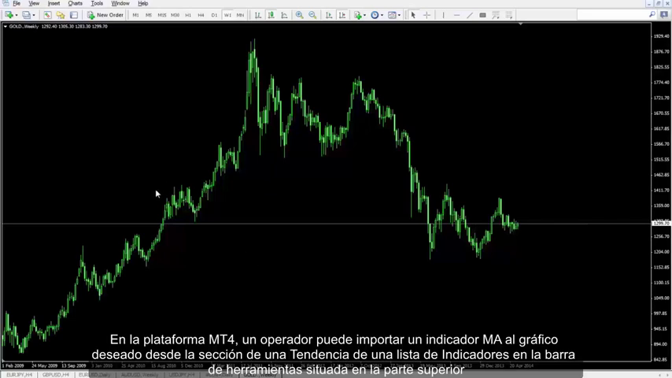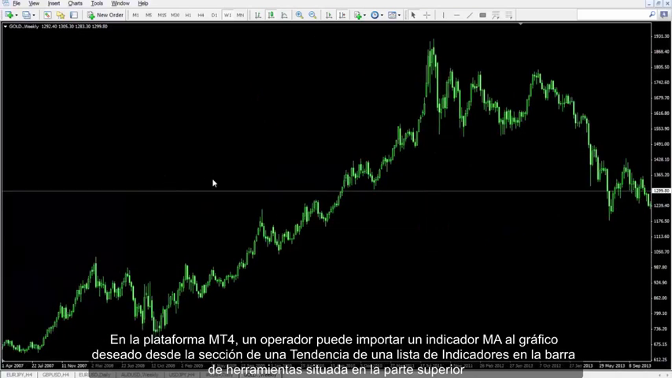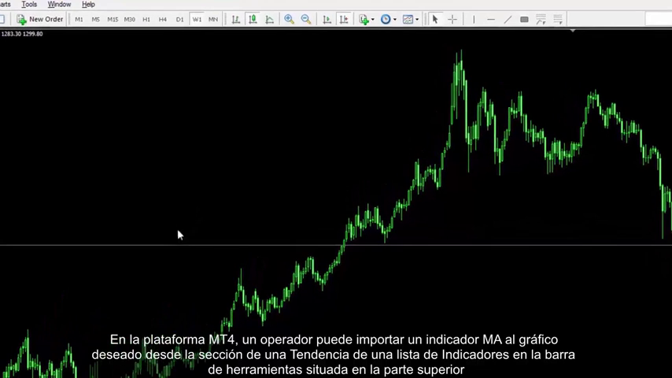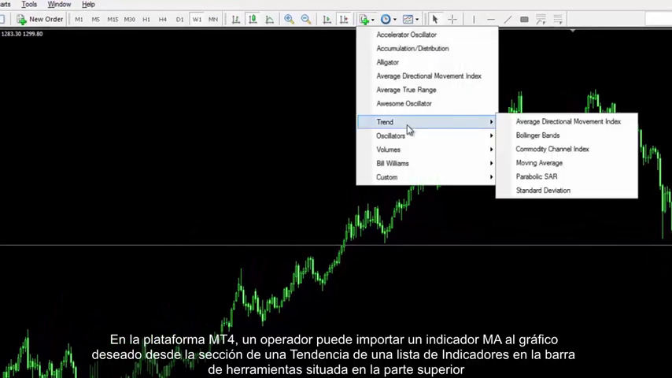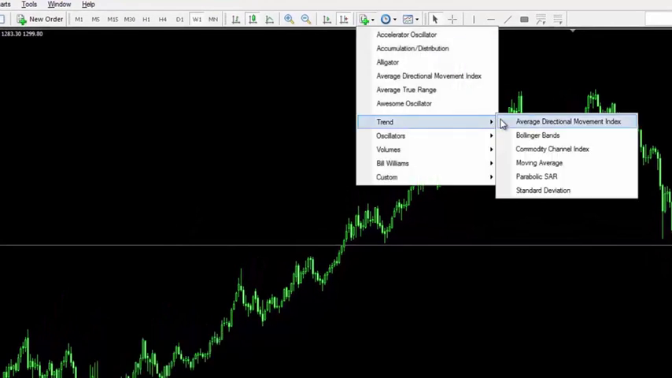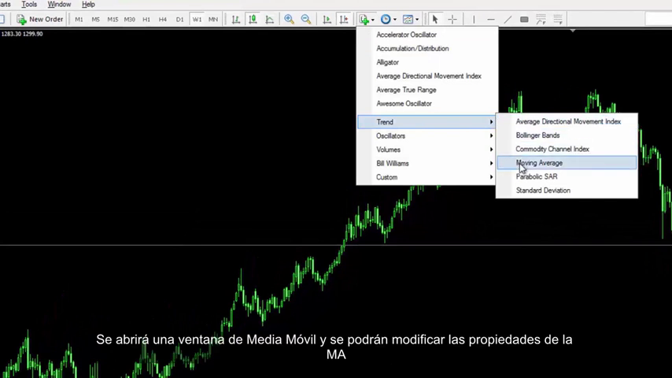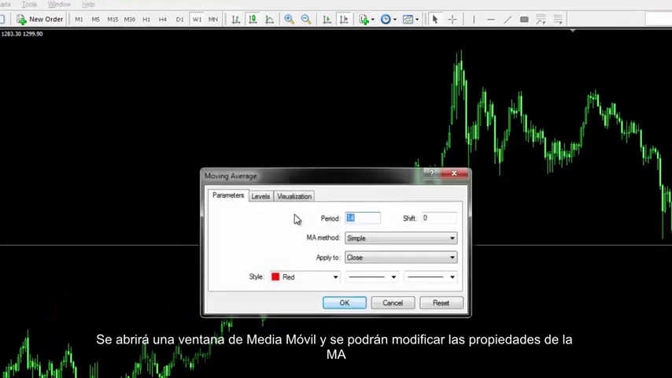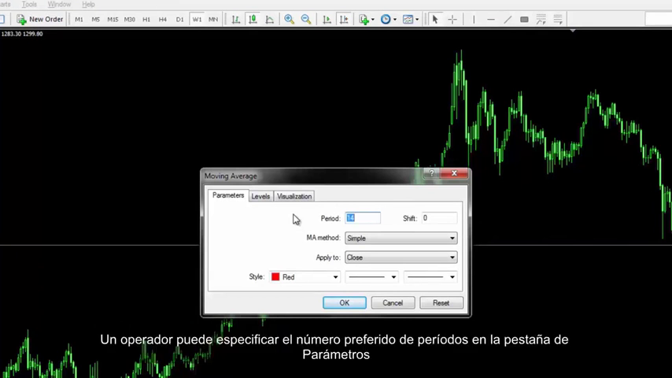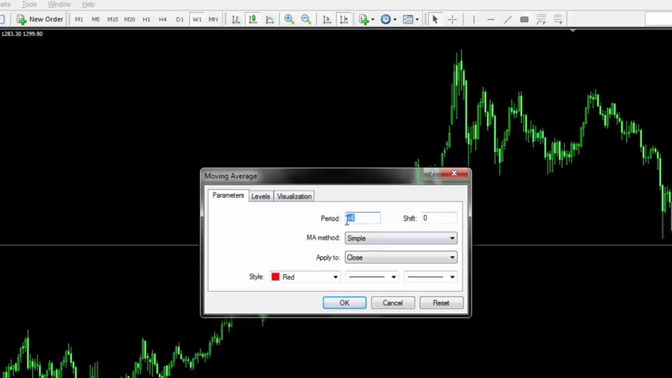On MetaTrader 4, a trader can import the MA indicator into the desired chart from the trend section of the indicator list in the top toolbar. The moving average window will be opened, in which MA properties can be modified. A trader can specify the preferred number of periods in the Parameters tab. The more periods, the slower the pace of the MA trend.